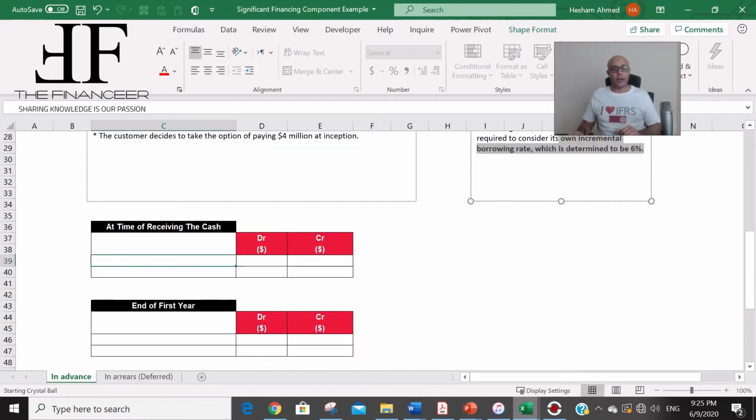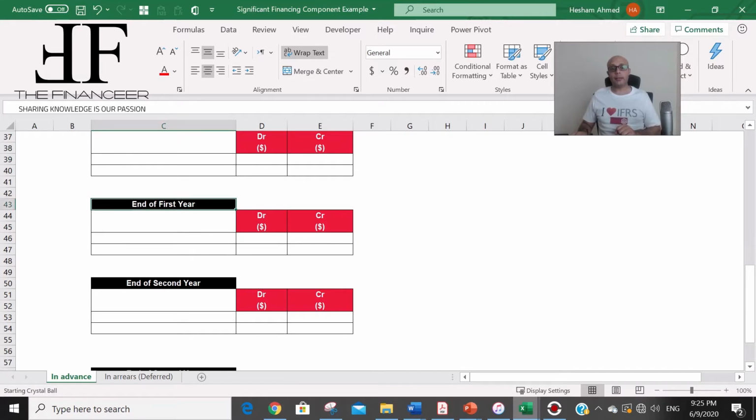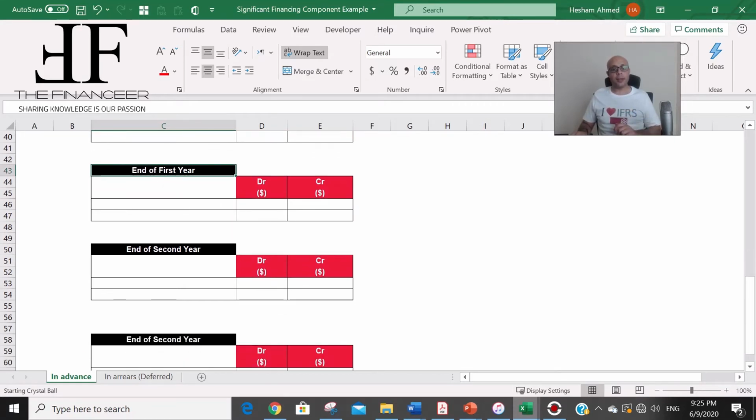Okay. Right now, let's start by doing the accounting entries. And I'm going to split these accounting entries into 3 phases. Phase number 1 at the inception of the contract. Phase number 2 at the end of the first year. And phase number 3 is the end of the second year.